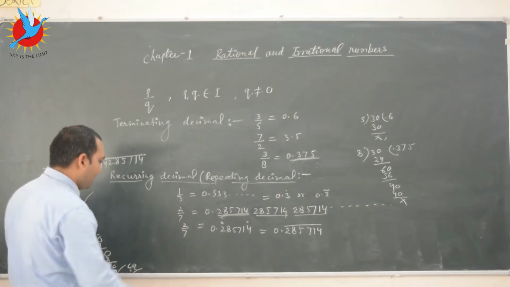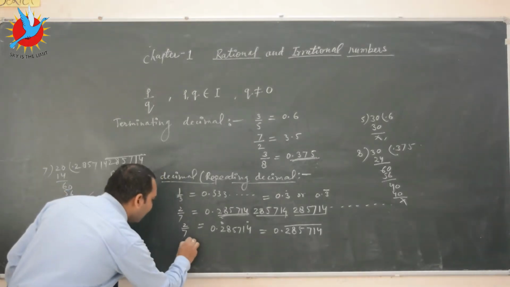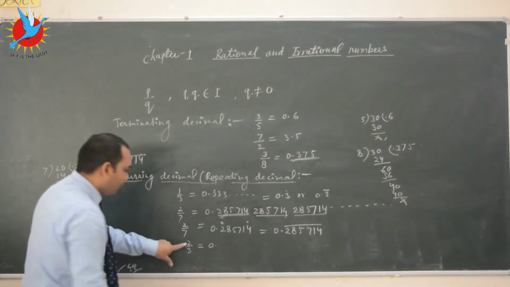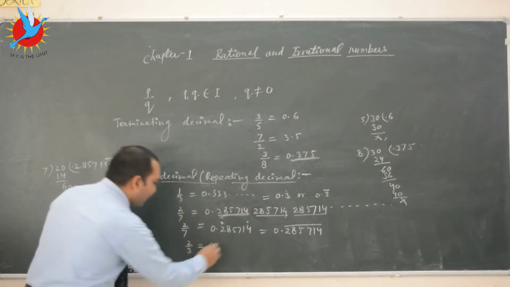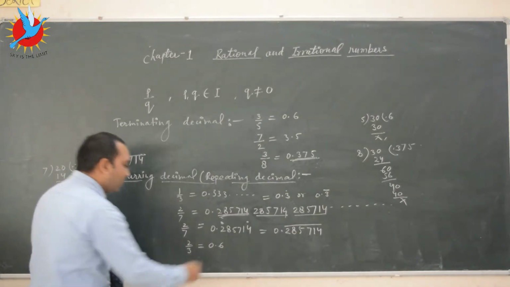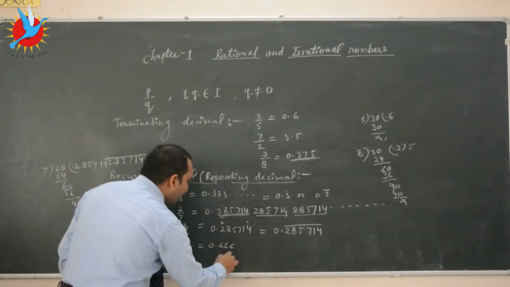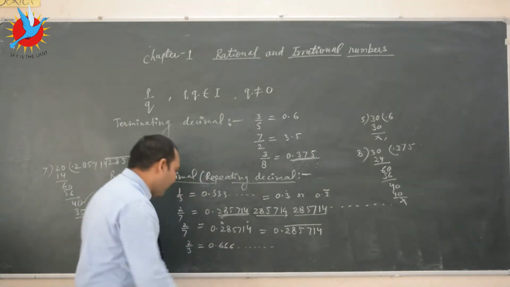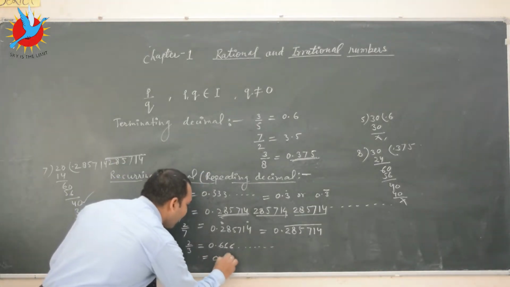We take another example, 2 upon 3, that is 0.666... 20 divided by 3: 3 times 6 is 18, once again 20, 3 times 6 is 18, 3 times 6 is 18, and so on. So 6 is repeated unlimited times. We write here 0.6 bar.